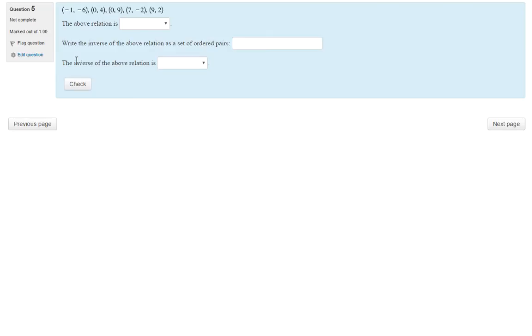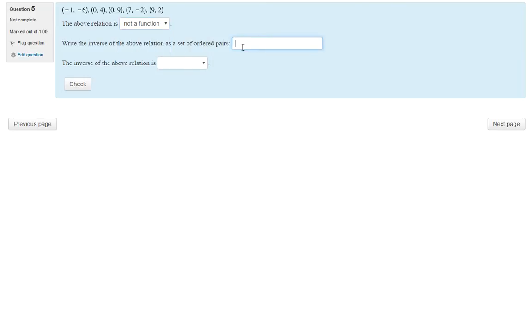Okay, another similar problem. This time, when we want to determine if the relation is a function, we can see that an input of 0 produces outputs of both 4 and 9. So that means it is not a function. It fails the test.